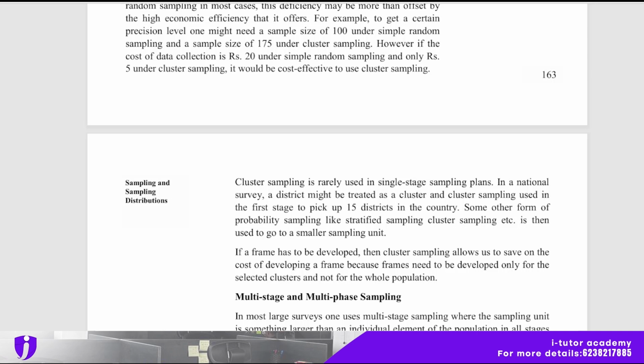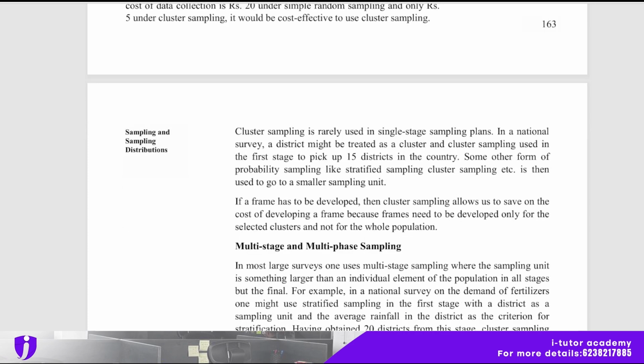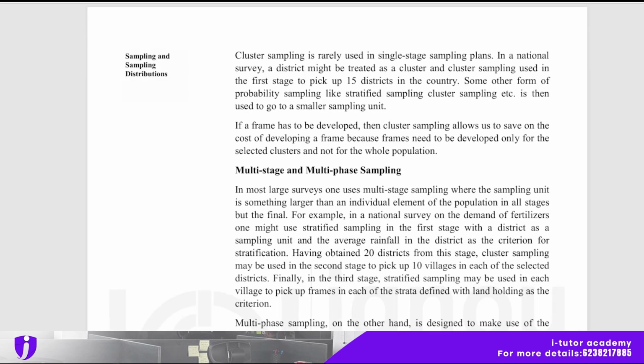Some other forms of probability sampling like stratified sampling, cluster sampling etc. is then used to go to a smaller sampling unit. If a frame has to be developed, then cluster sampling allows us to save on the cost of developing a frame, because a frame needs to be developed only for the selected clusters and not for the whole population.